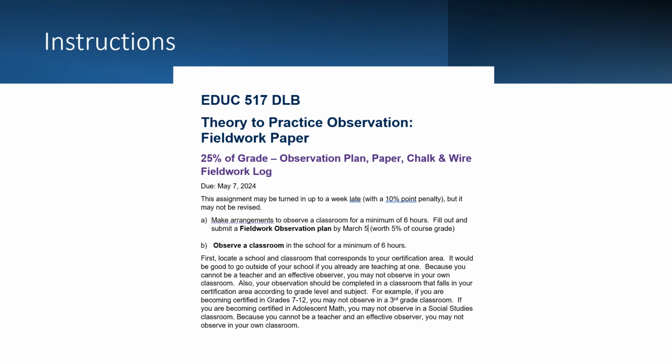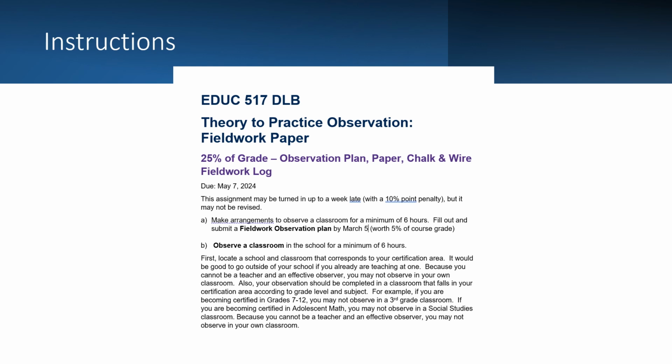Now this fieldwork observation plan I'll go over later, but it's worth 5% of the 25%. So 5% of your coursework grade comes from your plan for where you observe and what you plan to do. Once you receive approval, then you're going to go into the classroom and observe for a minimum of 6 hours. Now you might be wondering why 6 hours when the requirement is 10 hours. Well, it's 6 hours of observation and 4 hours to plan and prepare and write your paper.